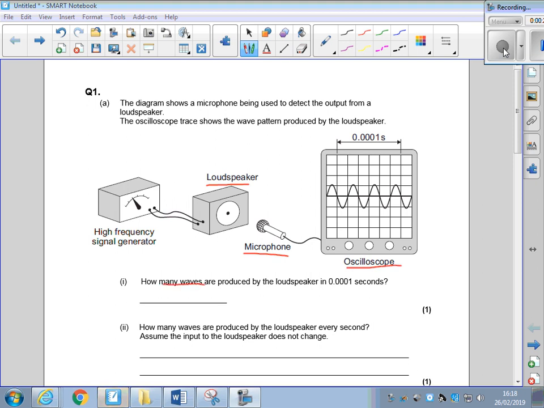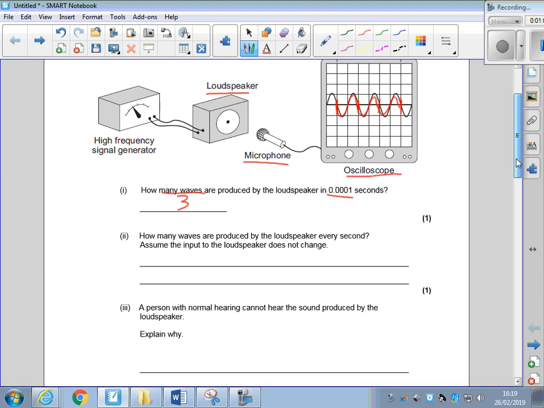How many waves are produced in 0.0001 seconds? Fortunately, it gives us the scale on here. So we're looking at how many waves from there to there. We've got to work out how many full wavelengths, and a wavelength is one peak and one trough. So there's one wavelength, and another, and another. A peak and trough is 1, 2, 3. So how many waves? We have 3 waves.